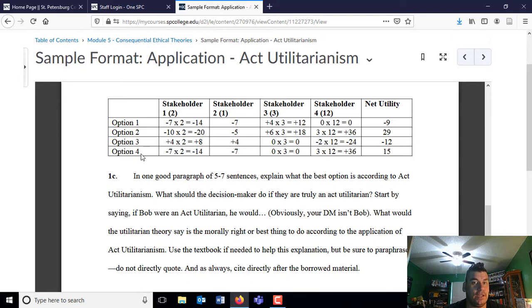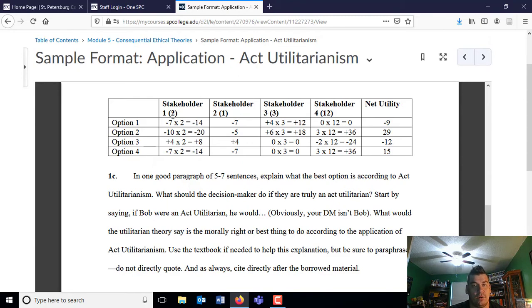Now you need to fill in your options. Bob can do nothing. Bob can divorce his wife. Bob can get separated. Bob can report his wife to the ethics board. If you just leave it as option 1, 2, 3, 4, you're going to lose points.